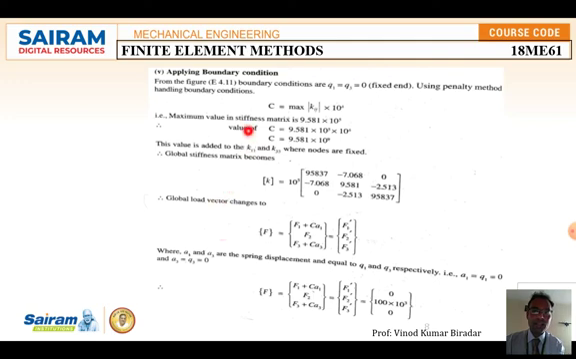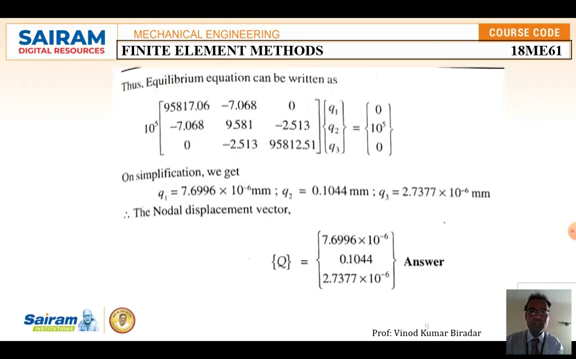In the penalty method, use this formula and observe the global stiffness matrix maximum value into k as e, and you have to calculate the c value. This c value you have to add wherever fixed nodes are there and simplify. Along with this, you have to add in the force also. Okay, so this is the procedure. Then the modified equilibrium equation can be written like this.